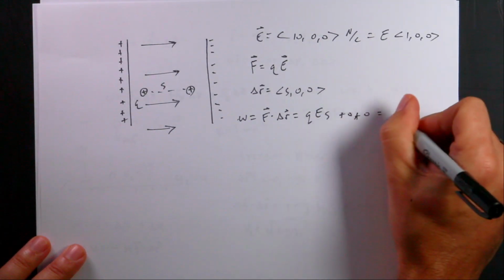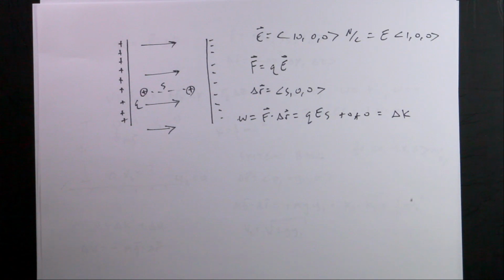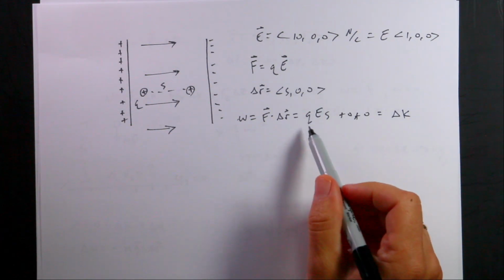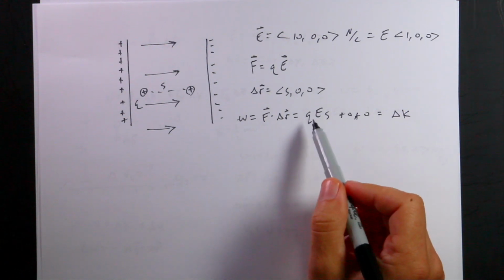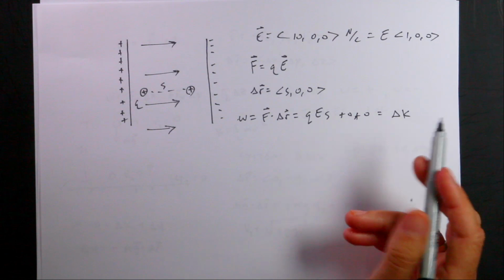And that's going to be equal to the change in kinetic energy. And we could find the kinetic energy, we could find the speed. You would need the mass of the particle. The masses don't cancel in this case because here the electric force depends on the charge, not the mass, like gravity does. But you could find the mass and do all this stuff. I just don't want to do it.